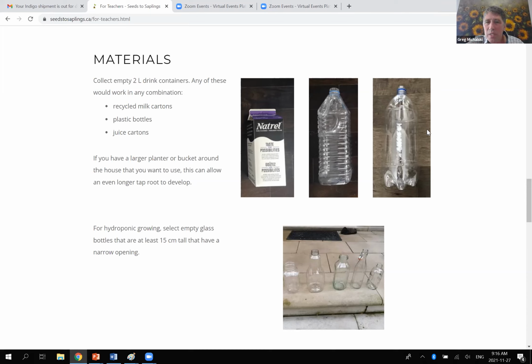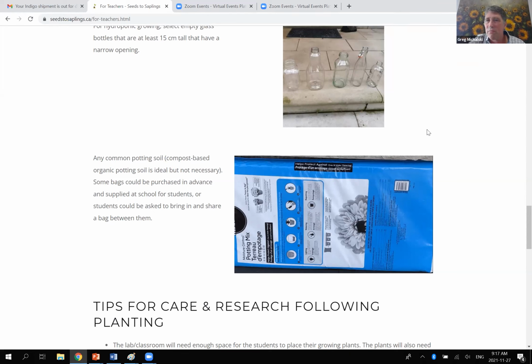So, simple materials. For the hydroponic parts, you can see there are some glass jars down below. Those are a little more robust, obviously, and nicer for the hydroponics. I think visually they look nicer, and they're also a little sturdier, so they hopefully won't spill over. Obviously, some soil would be needed. A lot of kids have homes with gardens, so there's soil that's easy to find at home.